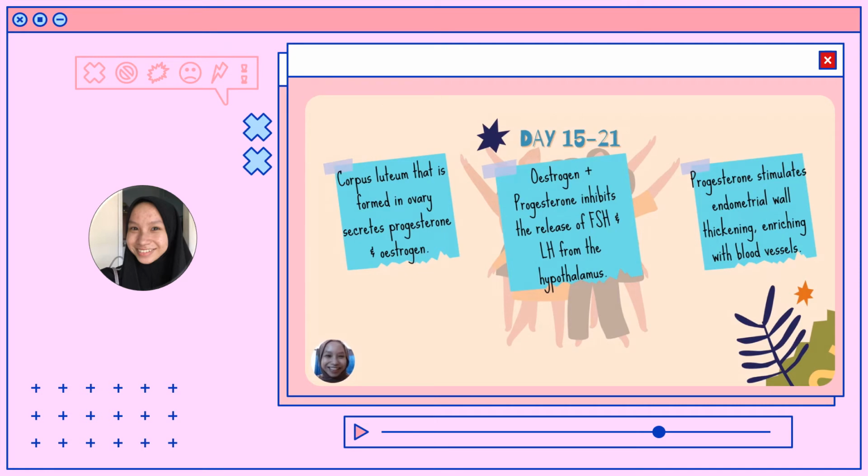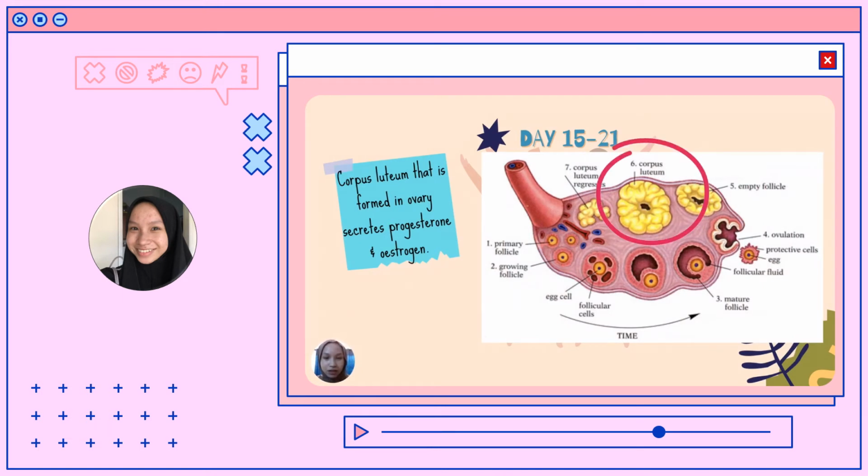Okay, let's study. Between day 15 and the 21st in the menstrual cycle, the corpus luteum that is formed in the ovary will secrete progesterone and estrogen. As you can see in this diagram, the corpus luteum is formed after ovulation, when the follicle is empty. It will become the corpus luteum, and this corpus luteum will secrete two hormones, which are progesterone and estrogen. Please remember this because we are going to discuss this corpus luteum later.